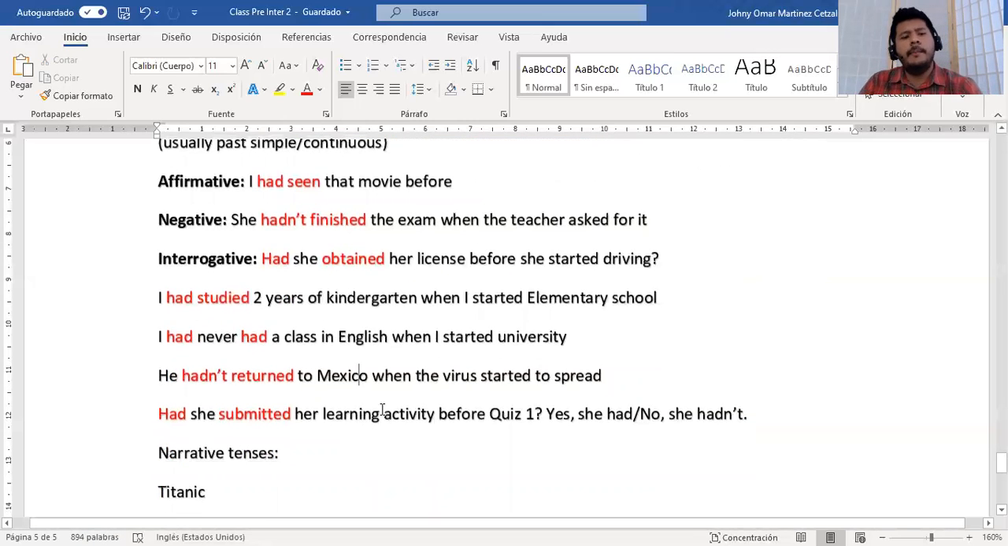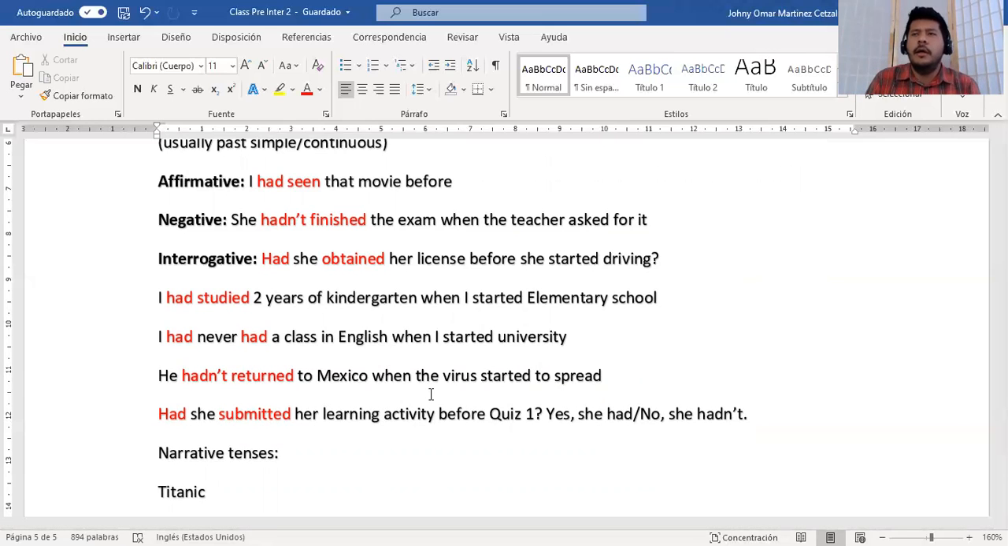Okay. Other examples: he hadn't returned to Mexico when the virus started to spread, and also to infect other people. Okay. This is a good example for the current issues right now. And had she submitted her learning activity before quiz one? Yes, she had. No, she hadn't. So normally I check all of your learning activities before we take quiz one and all of the other learning activities before quiz number two, okay? So that would be another real example of that.